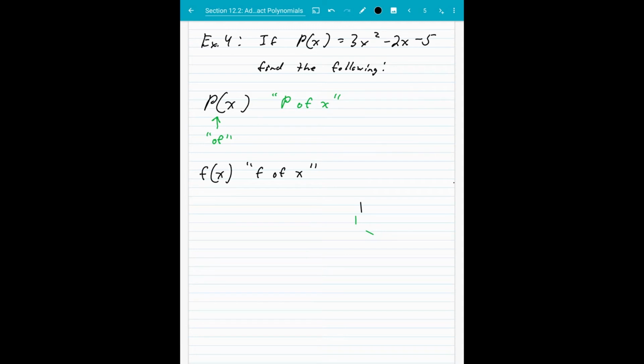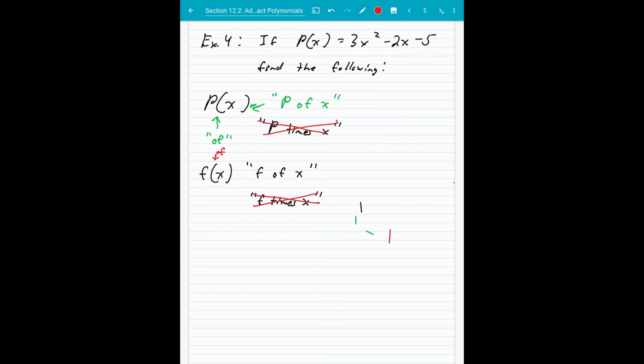It is not p times x. You don't say capital P, p times x. That would be incorrect. That is not what we want to say for this. We want to say p of x. So for this bottom one, f times x is not correct. We do not want to say f times x. We would say f of x.